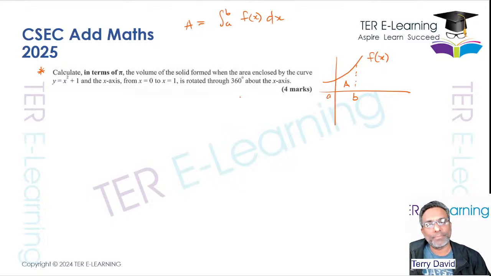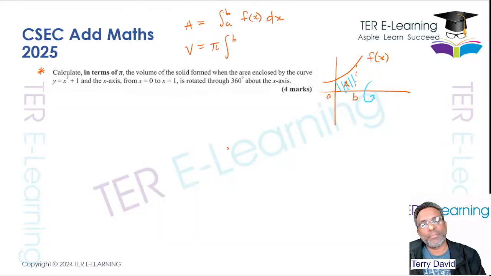If, however, I were to take this area here and rotate it around the x-axis by 360 degrees, I'm going to sweep out a particular volume. In which case the volume is given by pi times the integral between a and b, and you have to square the function, dx. So this is the formula.